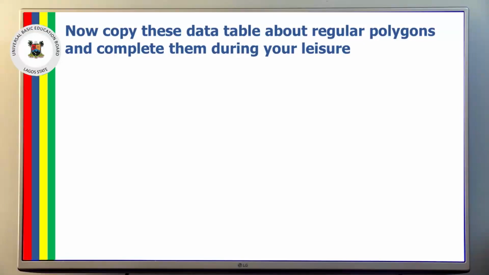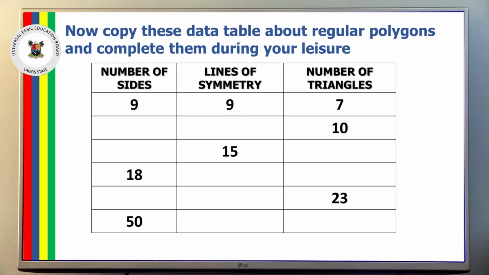Now copy this and do them during your leisure. You have a table here. I've done the first one for you. A regular polygon has 9 sides, then it will have 9 lines of symmetry, and then, 9 minus 2 is 7 triangles in it. Complete the rest, and we'll take the correction in our next class.